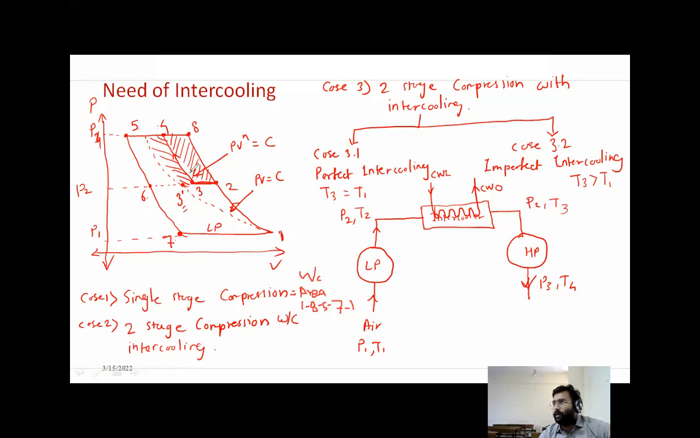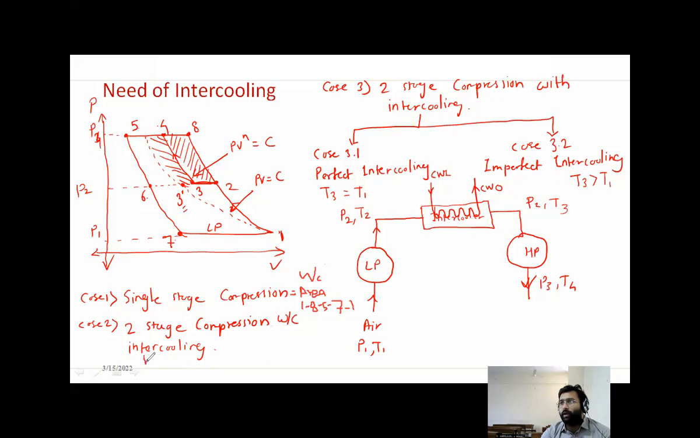So under this, write down case 1, single stage compression. In single stage compression, the indicated work or work required to drive the compressor will be equal to area 1 to 8 to 5 to 7 to 1. Then case 2, two-stage compression without intercooling.